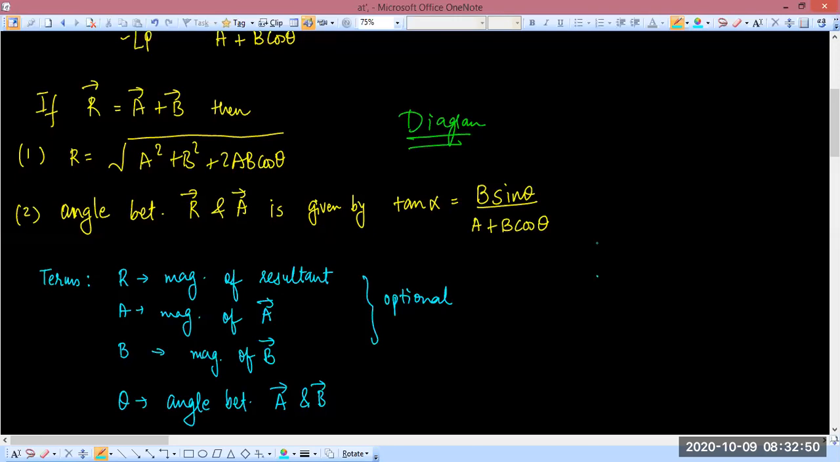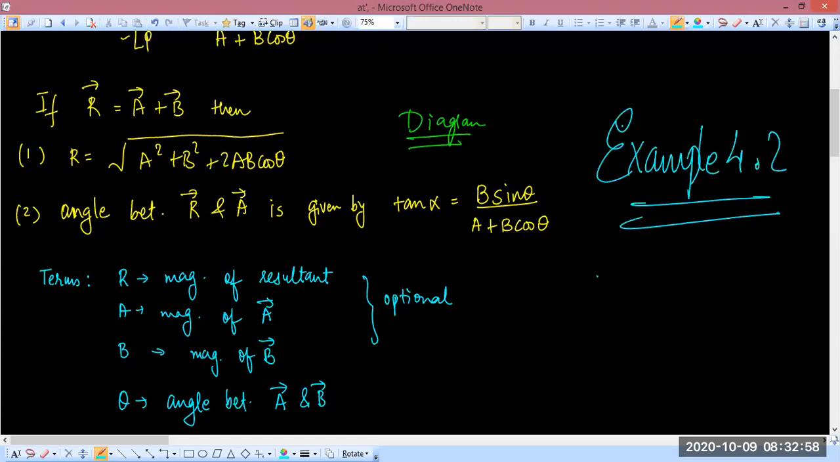Now let's go to the next thing. By the way, just to clarify, whatever we have done here was example 4.2. The whole thing that we did is example 4.2. I took the whole thing as a derivation because it's very important to remember this formula.